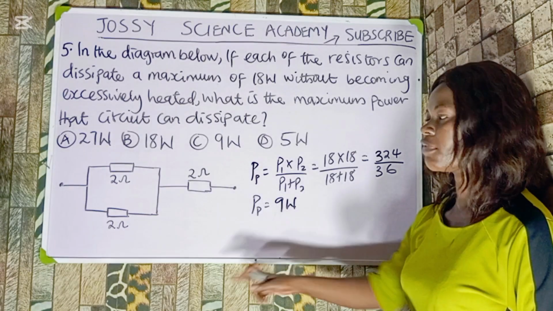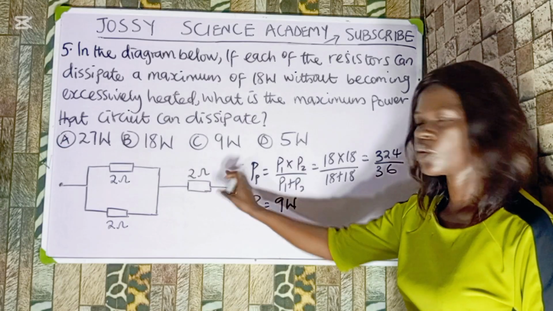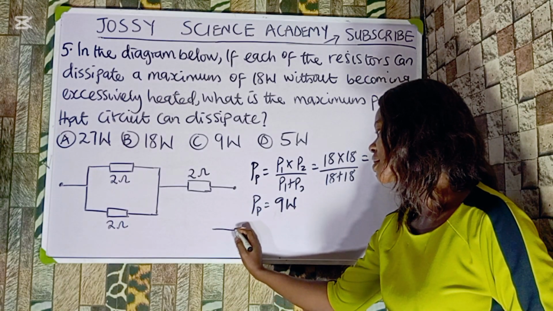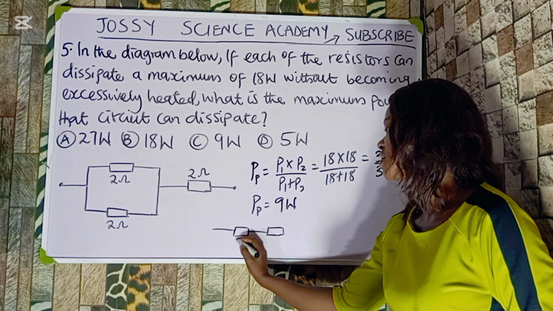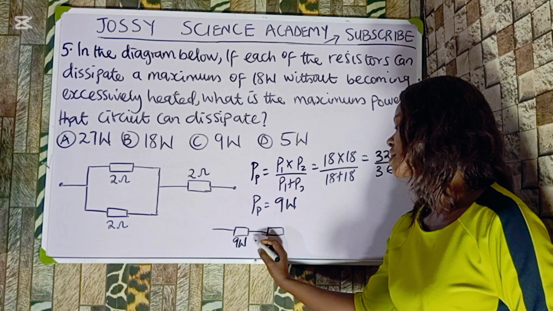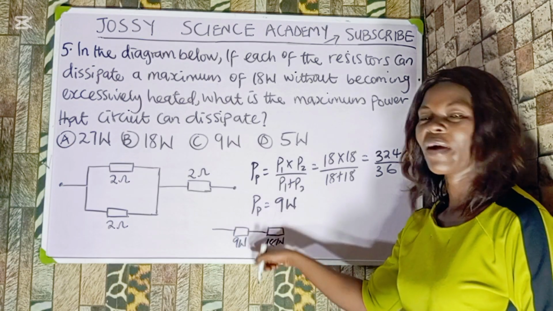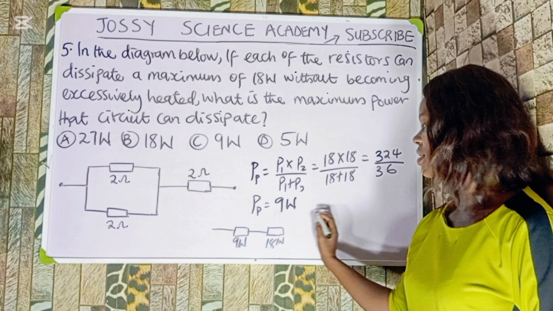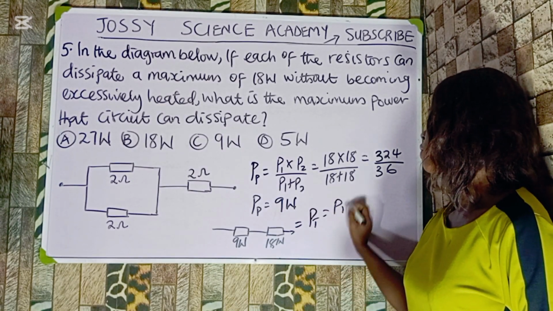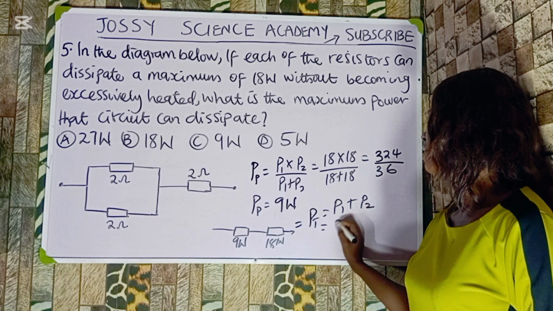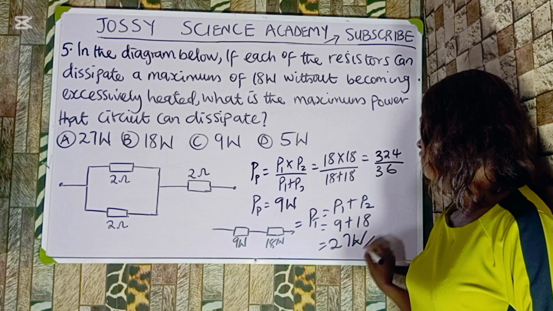Now this 9 watts is for these two powers in parallel. So it's now in series with this one. So we have it like this. This is 9 watts, and this is 18 watts. Now by the time you get the total power, it is going to be P1 plus P2. That is 9 plus 18, which is going to give me 27 watts.